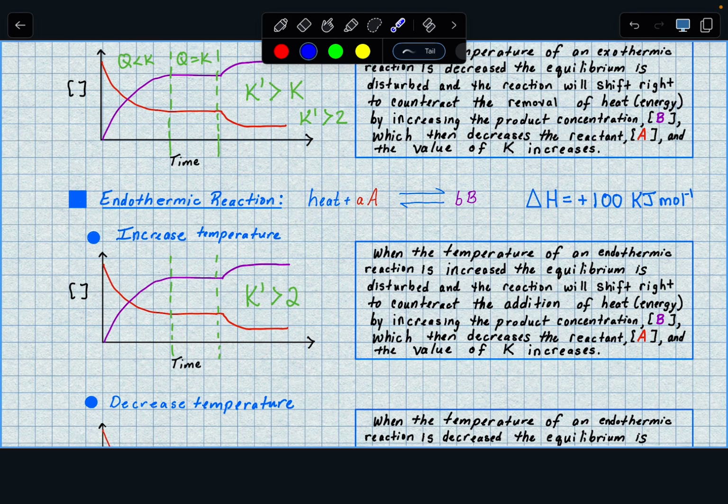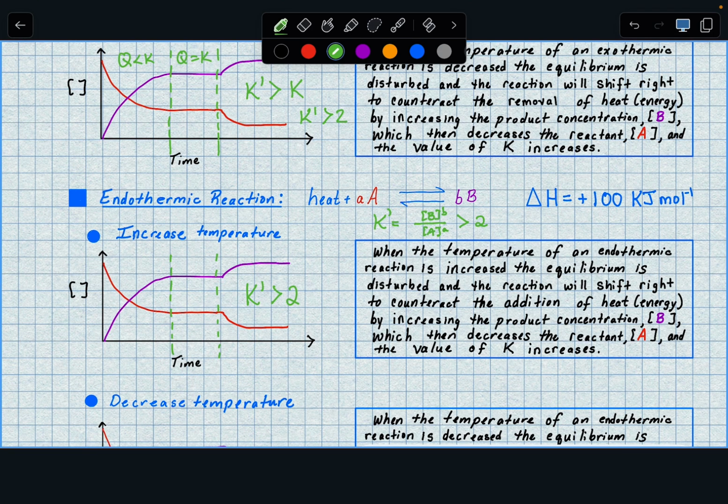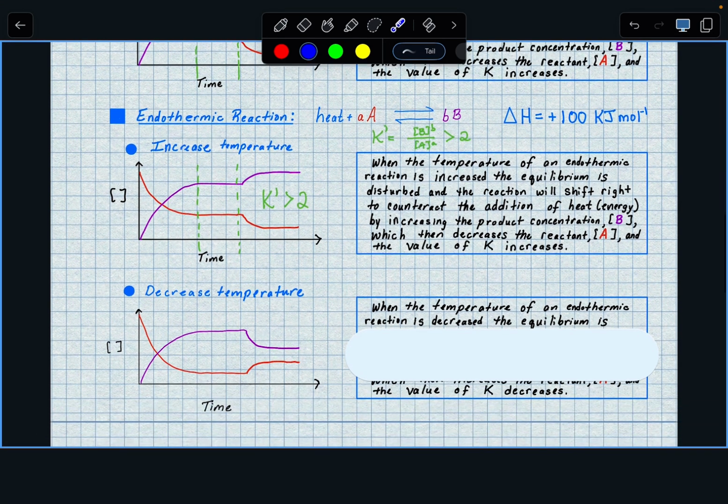And remember, heat is not part of the equilibrium expression. Let me write that one more time. If we write the equilibrium expression, heat is not included in here. So if B goes up and A goes down, both of those are going to make our new K prime greater than 2, if 2 was the original K value. I just picked a number.